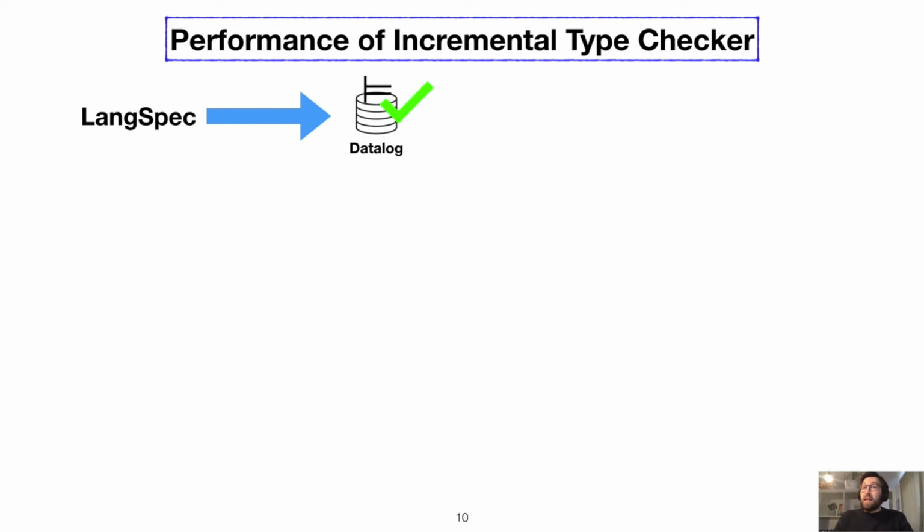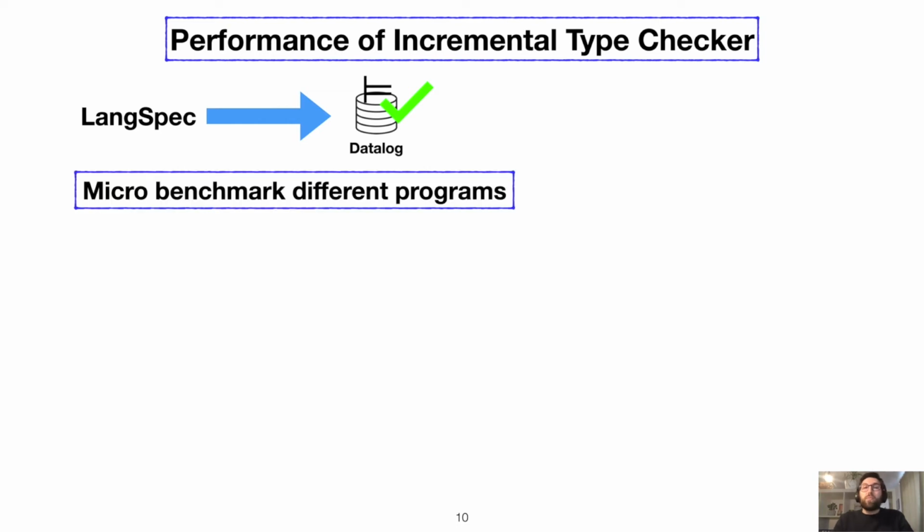At this point, we systematically derived an incremental type checker by translating to Datalog. And based on this type checker, we performed micro benchmarks on different programs. And we measured the initial and incremental update times for different changes. And we categorized these changes into low and high impact changes.